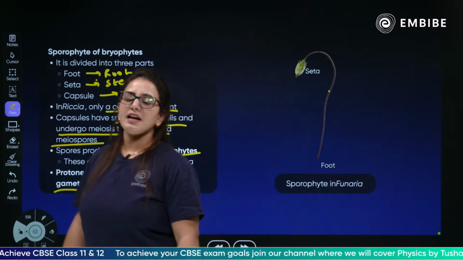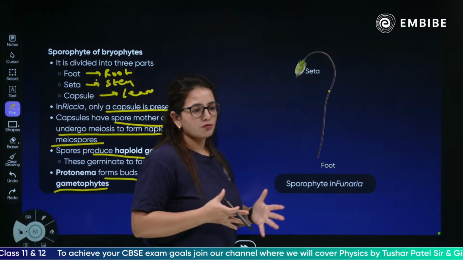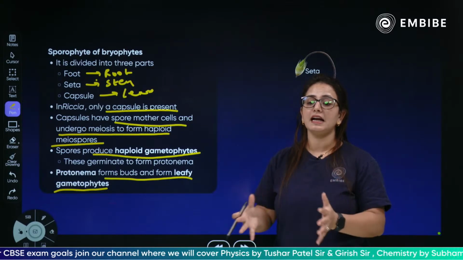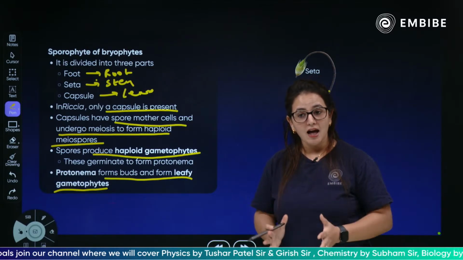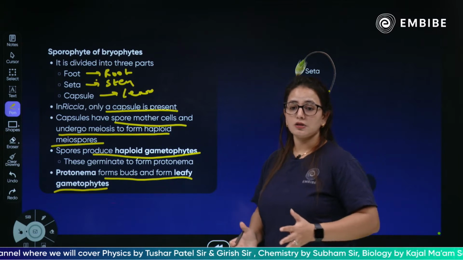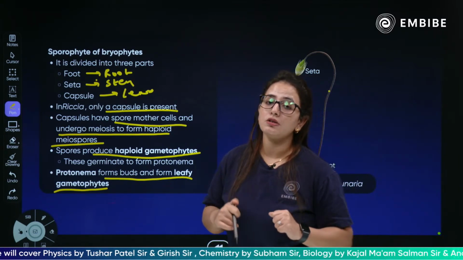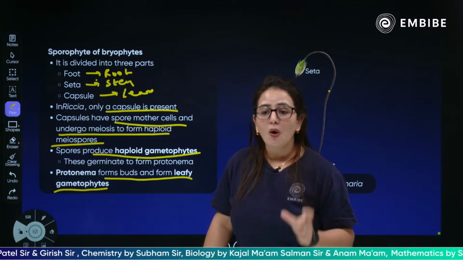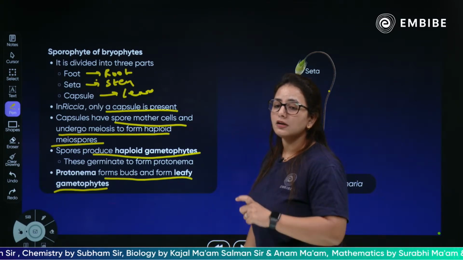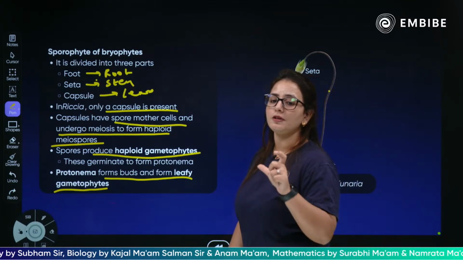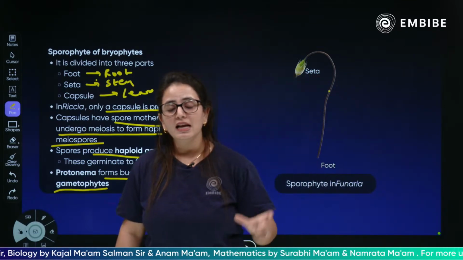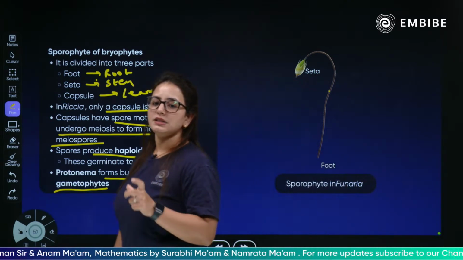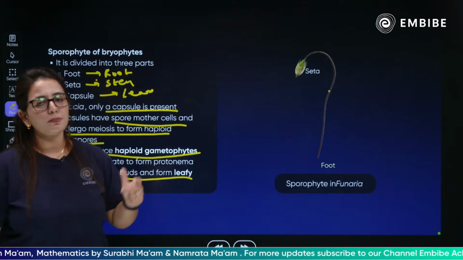Sporophytes of bryophytes are technically different. They are divided into root, stem and leaf like structures, called foot, seta and capsule. The capsules have spore mother cells, which undergo meiosis and form meiospores. These meiospores are haploid and germinate to form a protonema. A protonema will eventually give rise to a leafy gametophyte. So children, the capsule which bears the spore mother cells will undergo meiosis.